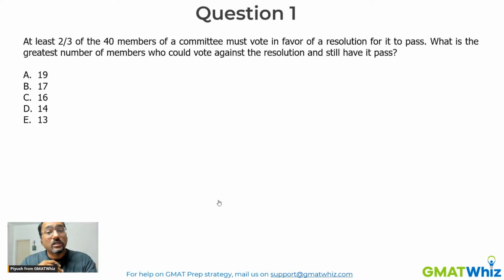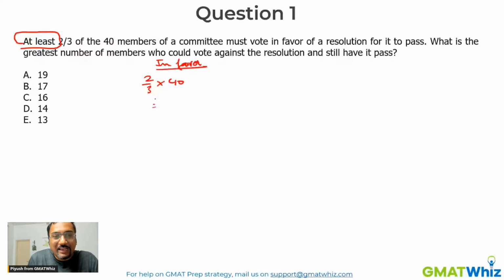It says at least two-third, which means minimum two-third. Remember that, at least is very important. Two-third of the 40 members of a committee must vote in favor for a resolution to pass. If I calculate, this turns out to be 26 point something. So if at least these many members should vote, the minimum number has to be 27, because the number of members cannot be fractional. I need an integer. So at least 27 people should vote in favor. It could be 27 or more, right?